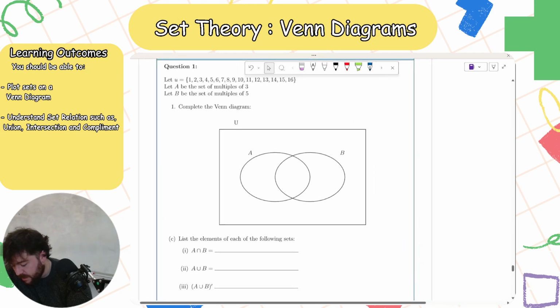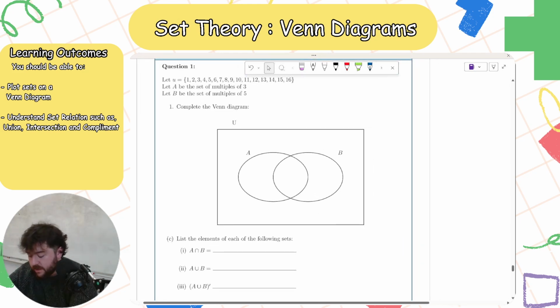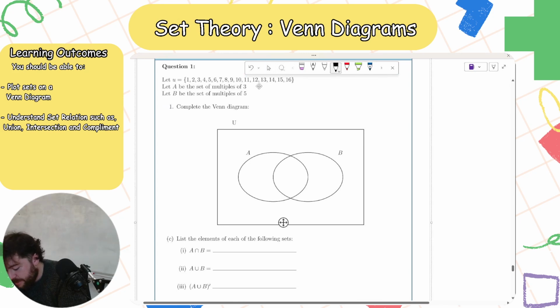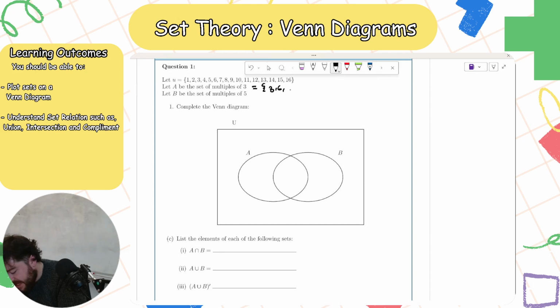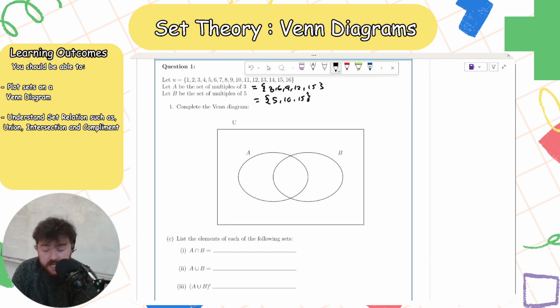Let U be numbers 1 to 16, and let A be the multiples of 3. So the multiples of 3 are 3, 6, 9, 12, 15. Multiples of 5, which is 5, 15. And that's it. We can't go past 16 because we can only use the elements in my universal set.